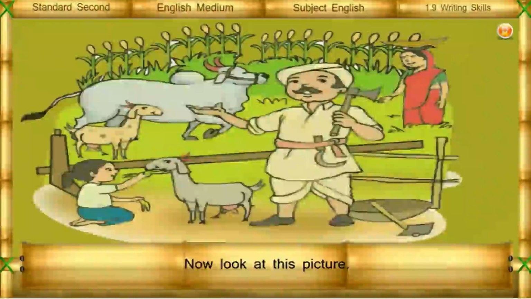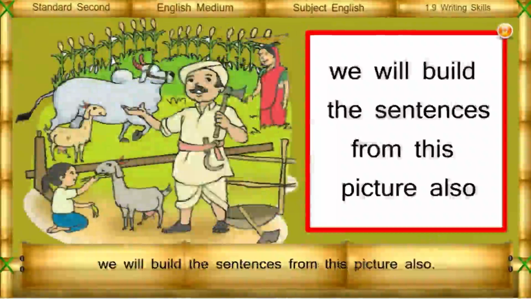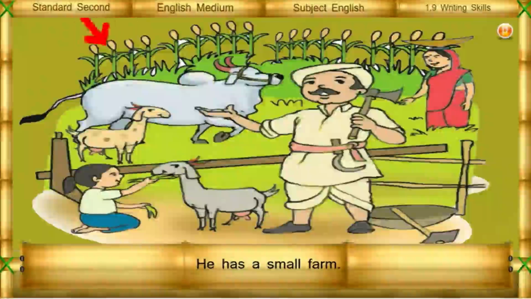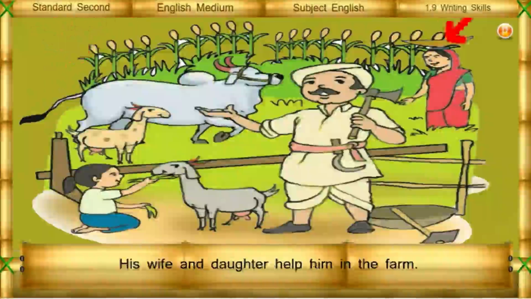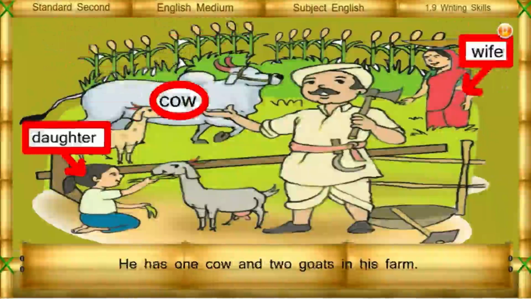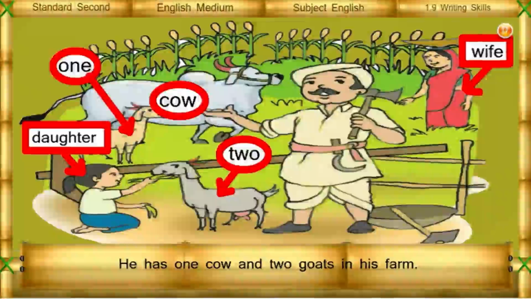Now look at this picture. We'll build the sentences from this picture also. Bhaurav is a farmer. He has a small farm. His wife and daughter help him in the farm. He has one cow and 2 goats in his farm.